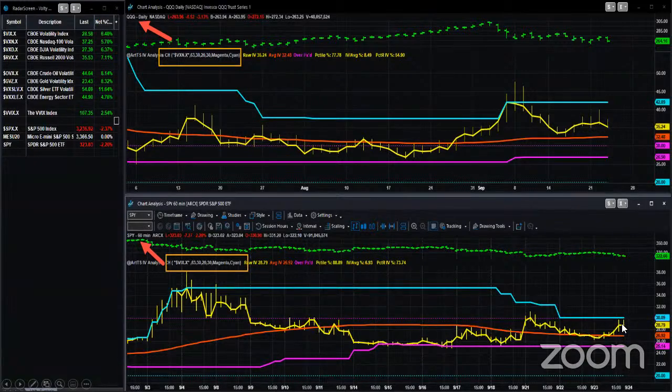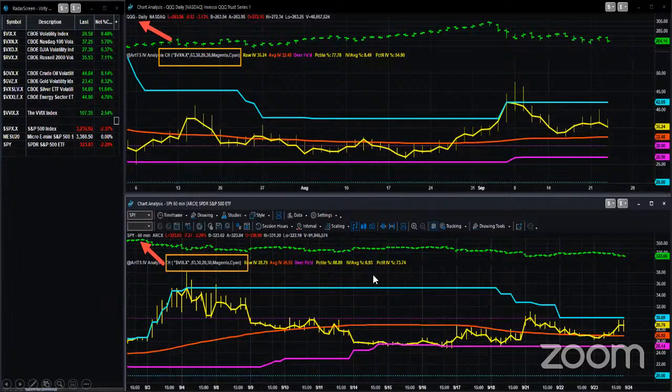So how far the VIX is above or below that average is what I care about. And that is the average IV ratio. It's the yellow number that you see right here. So it is roughly 7% above the average for SPY right now.